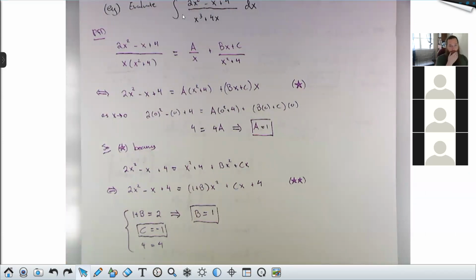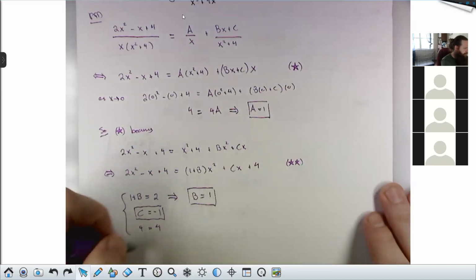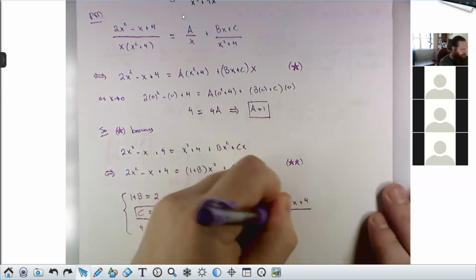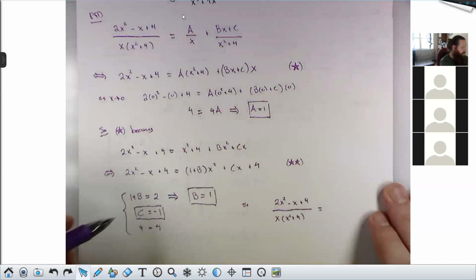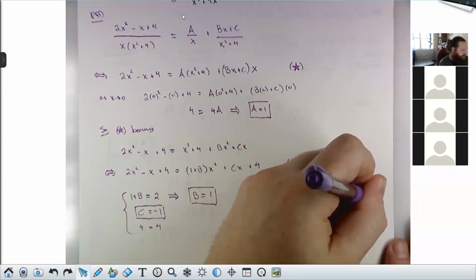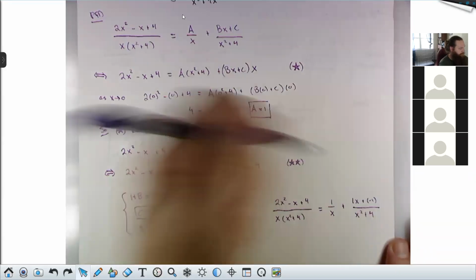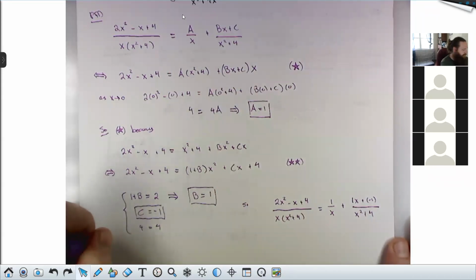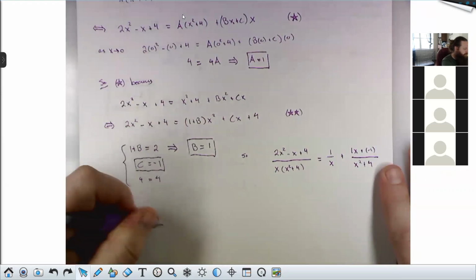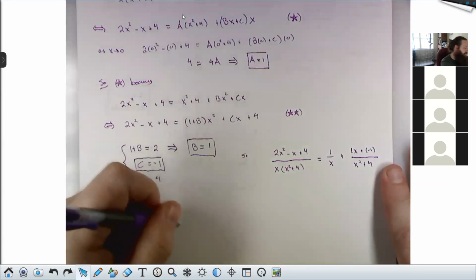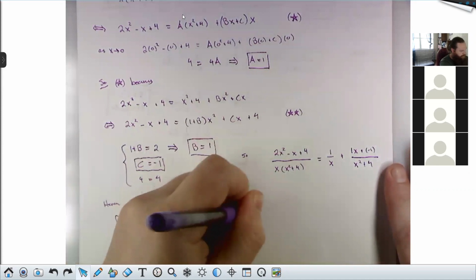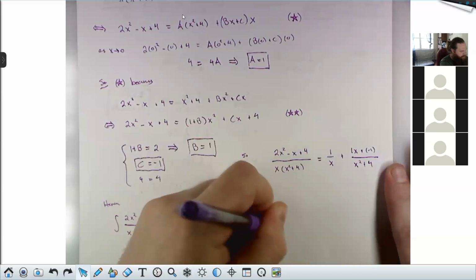So now my PFD is done, which means my function 2x squared minus x plus 4 divided by x times x squared plus 4 is equal to a over x, which is 1 over x, plus bx plus c, which is 1x plus -1 divided by x squared plus 4. Hence, the integral of 2x squared minus x plus 4 divided by x times x squared plus 4 dx is equal to the integral of this stuff, which I'll go ahead and split up. Integral 1 over x dx plus the integral of x minus 1 over x squared plus 4 dx.